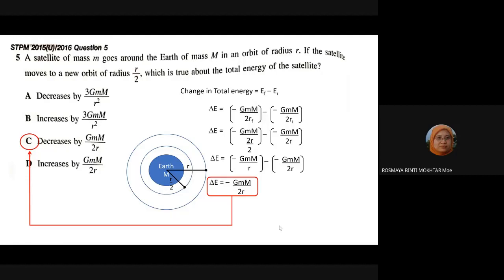Teacher, can you explain the third part again? The third part, which one? This one or this one? Above that. The third step, you substitute the RF. RF will be R per 2 because the satellite is brought from this position to this position. So this is final, so RF is R per 2.